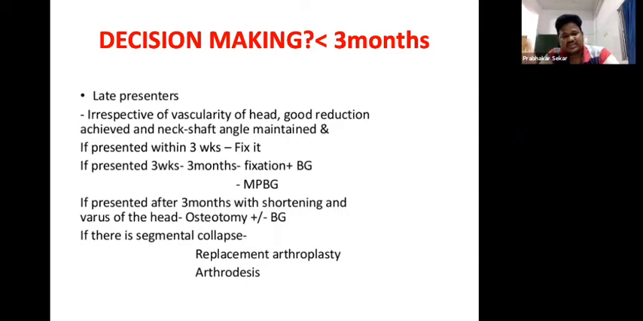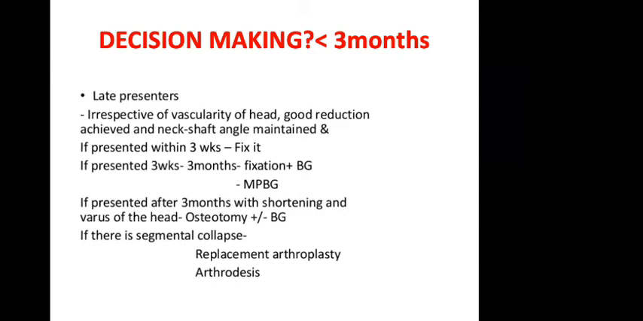After 3 months, you say the fracture has gone for non-union. So up to 3 months, you do fixation.